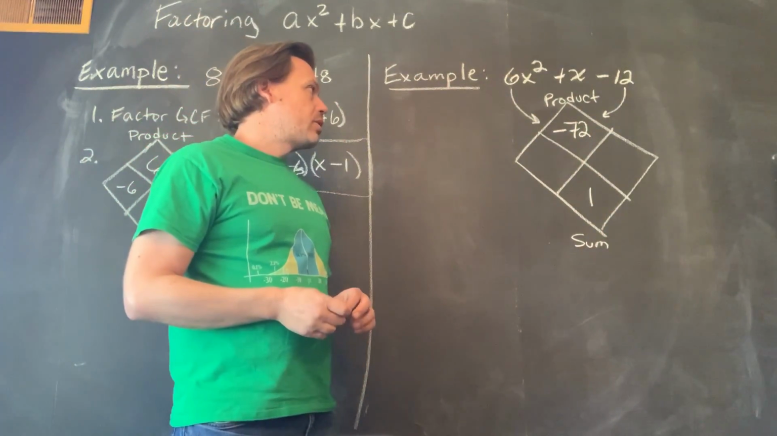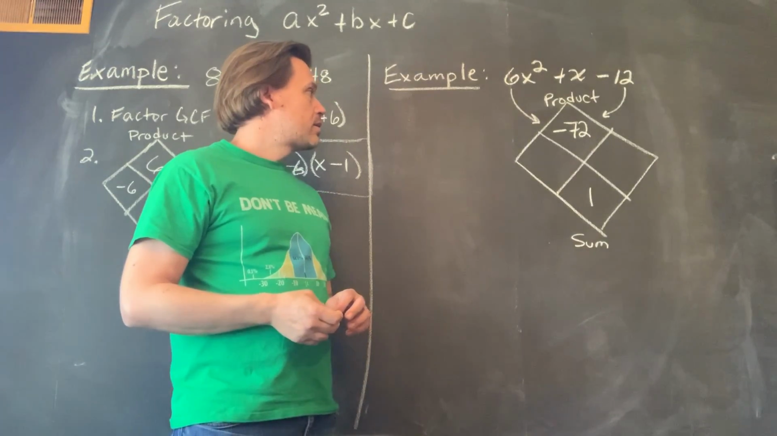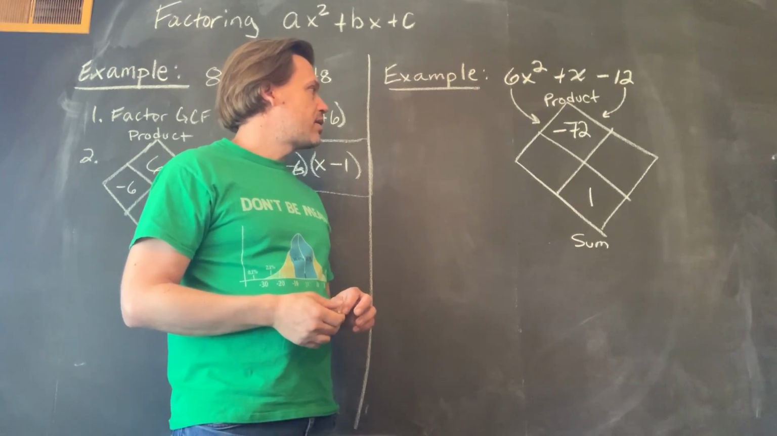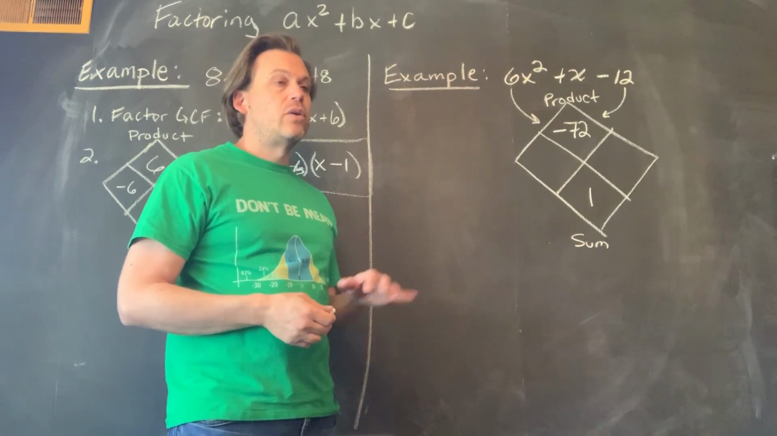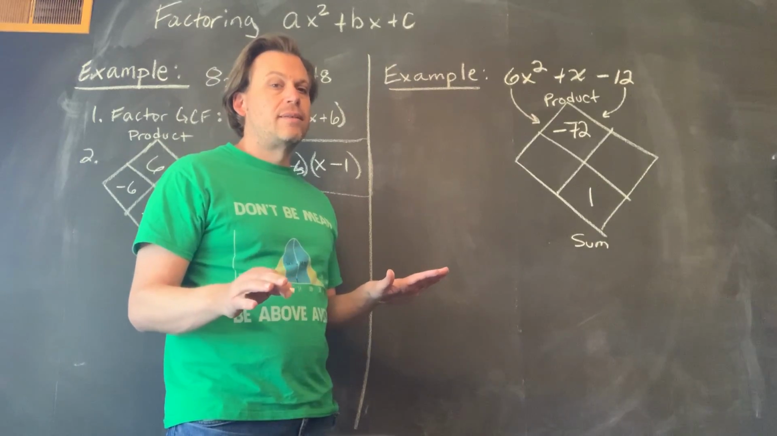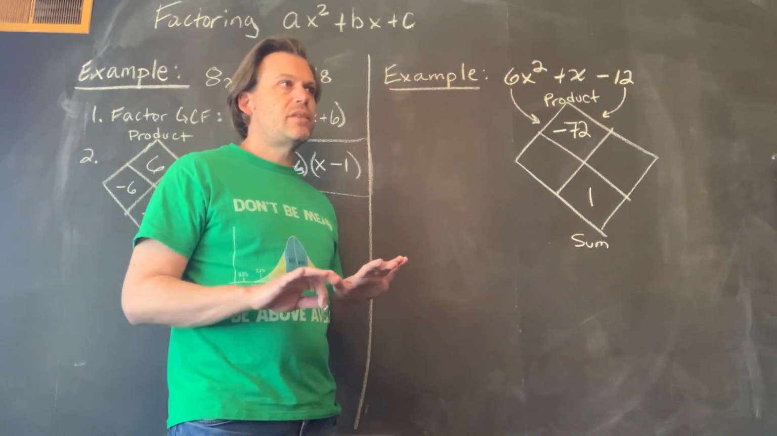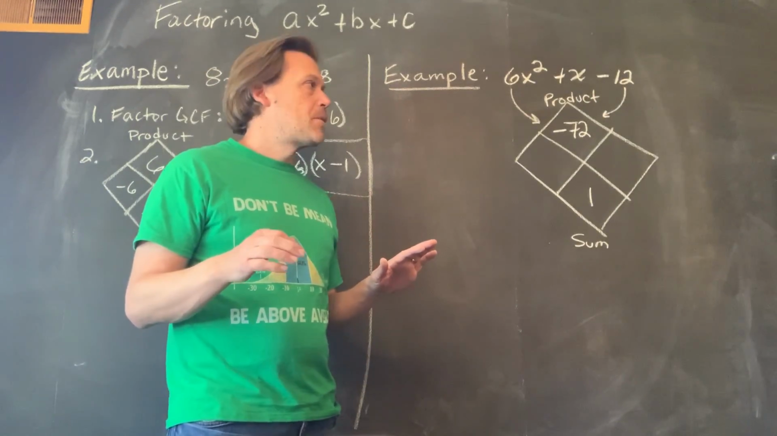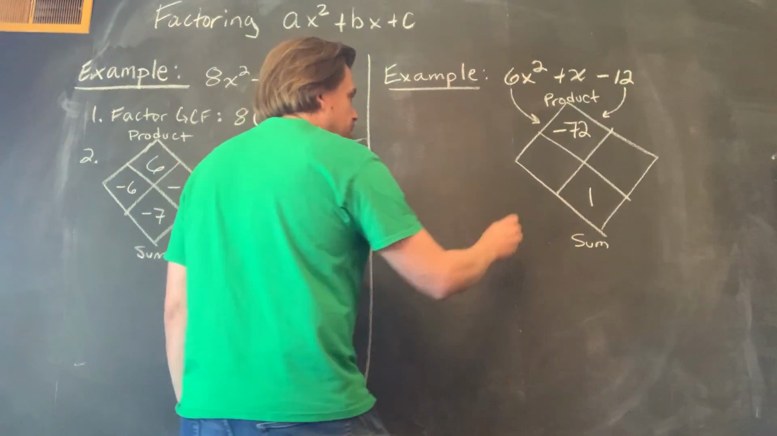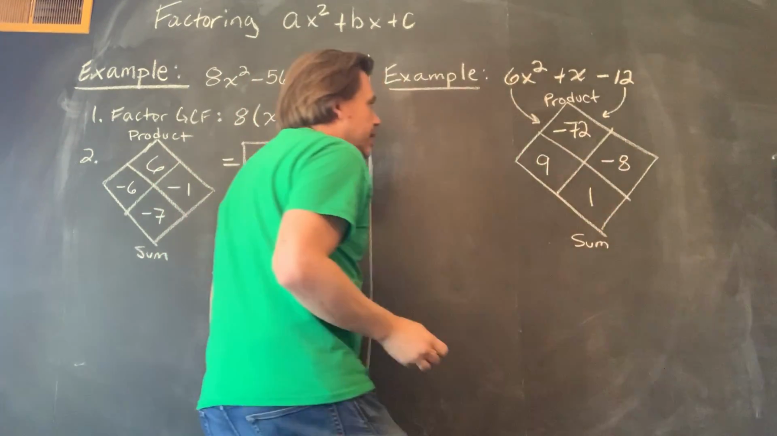So 72, right off the bat, I think of 9 times 8. So I could do positive 9 times negative 8. That'll give me negative 72. Or negative 9 times positive 8. But remember, when you add them together, you need to get a positive 1. So you want to make the larger number be the positive number. So I'm going to do positive 9, negative 8. Now what do I do?